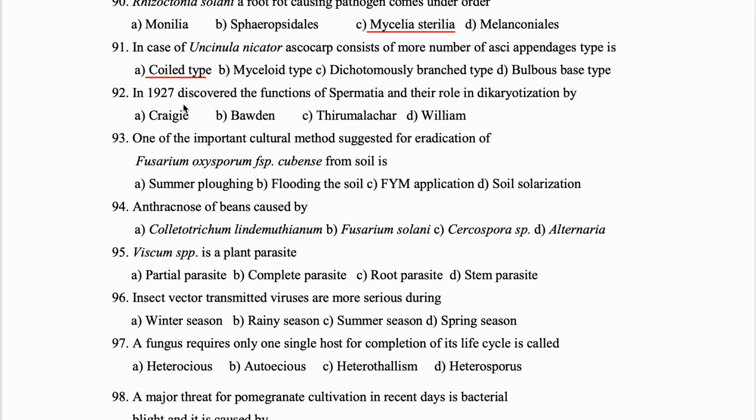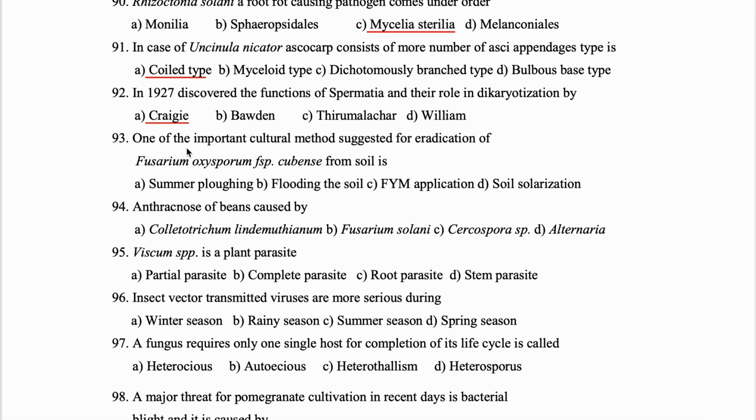92. In 1927, the functions of spermatia and their role in dikaryotization were discovered by Craigie. You know this spermatia, this is the first spore, also called the zero stage of a rust pathogen. The spermatia are also called pycniospores. The first spore of rust fungi, that is pycniospore, which is also called spermatia, was discovered in 1927 by Craigie.